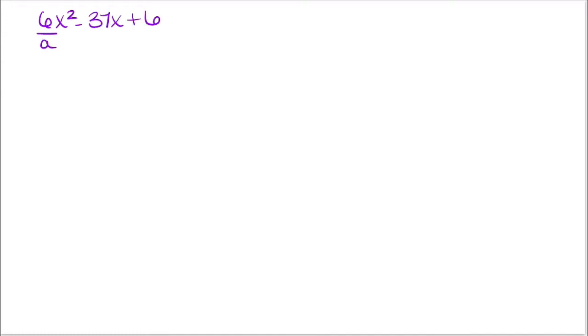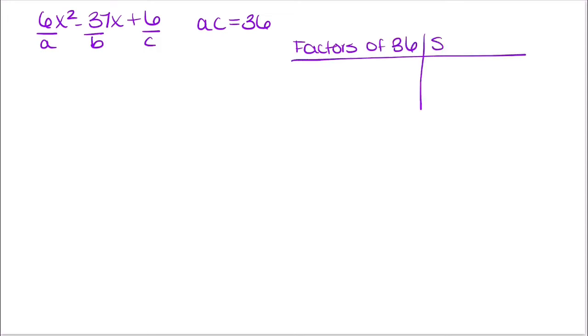Okay, so here a is not equal to 1. So I'm going to say that a times c is equal to 36. Now I need to find factors of 36 that are going to add to my b value, and in this case b is -37. Since 36 is positive and my b is negative, that means I need two negative factors. So I'm going to list out the factors of 36 and then make them all negative.